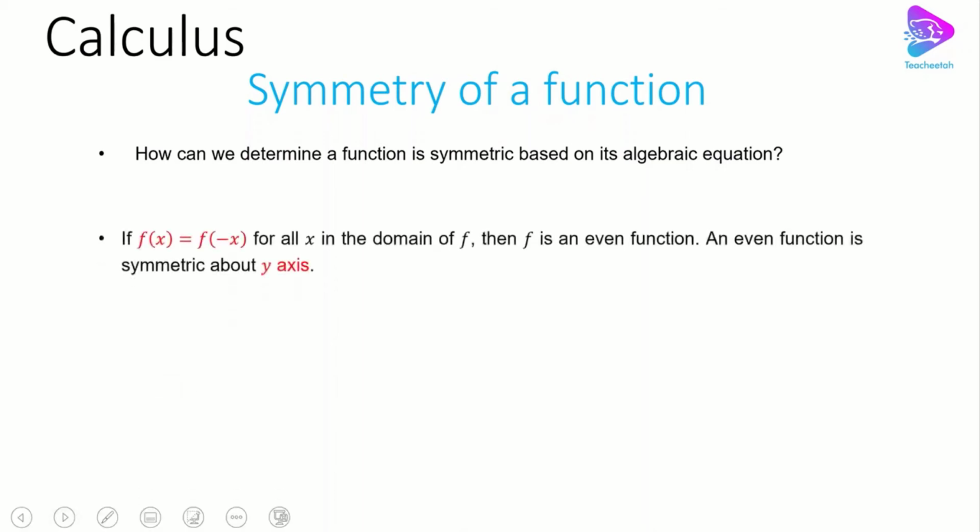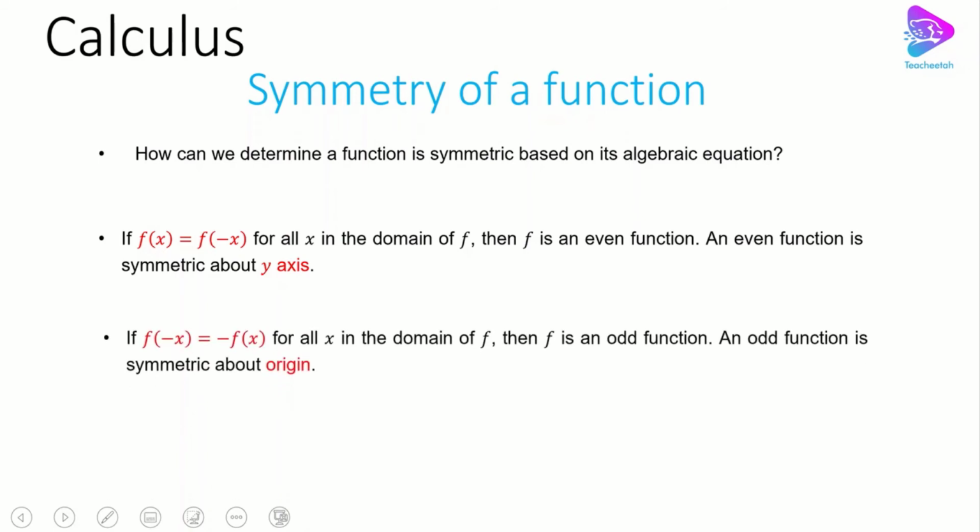The first one is, if f of x is equal to f of minus x for all x in the domain of f, then we call the function f an even function, and an even function is symmetric about the y-axis. The second definition is, if f of minus x is equal to minus f of x for all x in the domain of f, then f is an odd function. An odd function is symmetric about the origin.